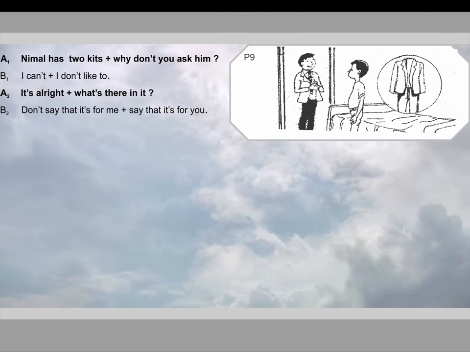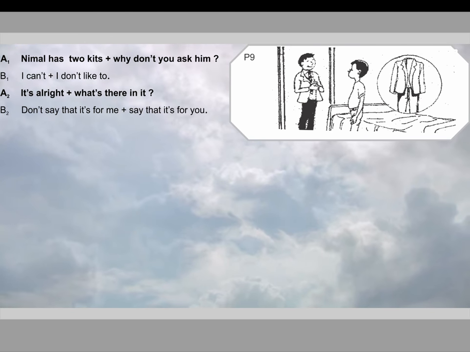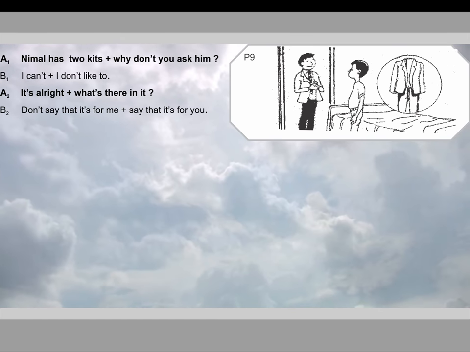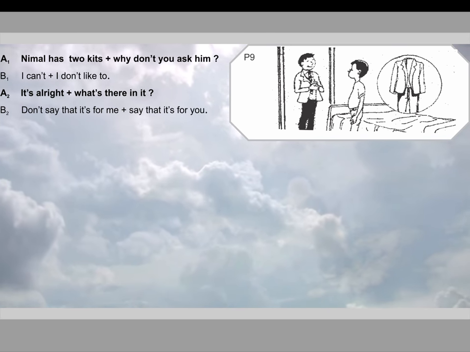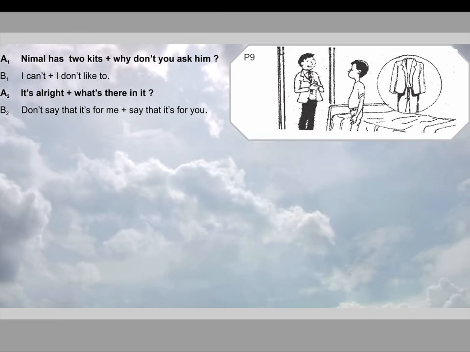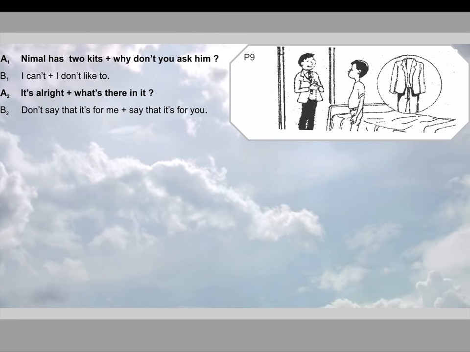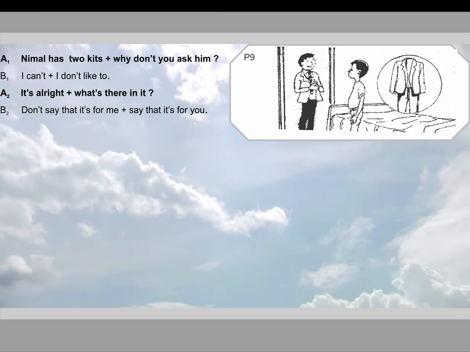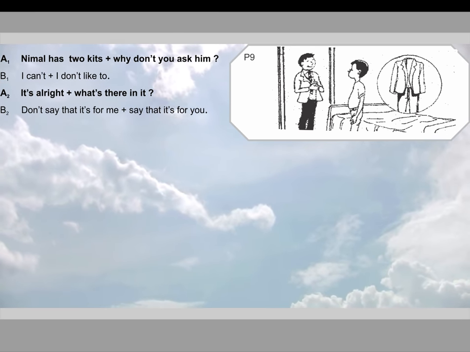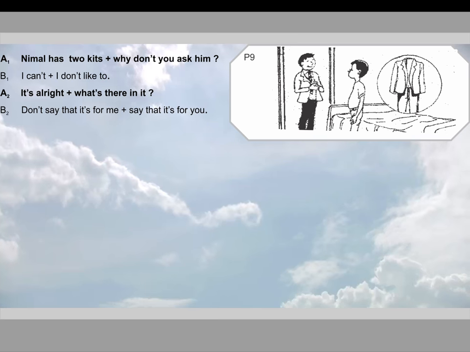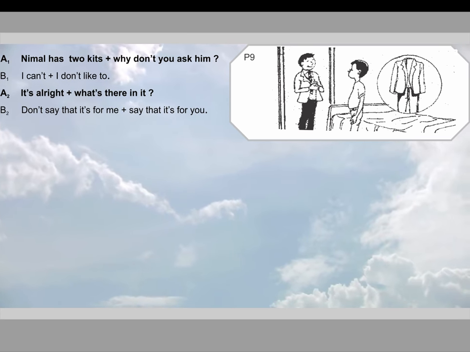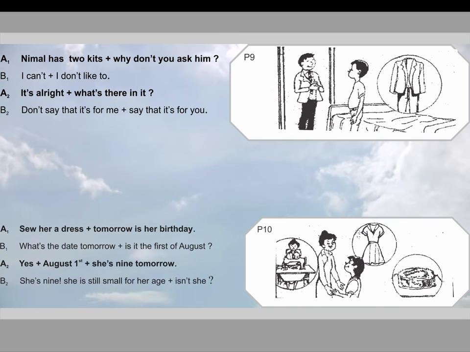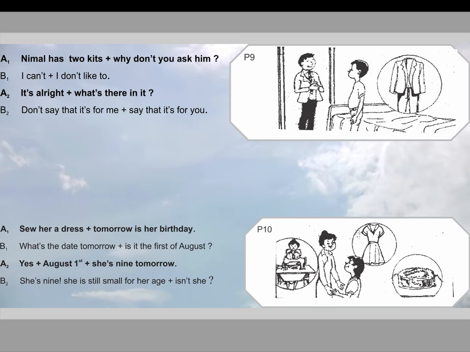Dialogue number 9. I can't. I don't like to. Don't say that it's for me. Say that it's for you. Dialogue number 10.